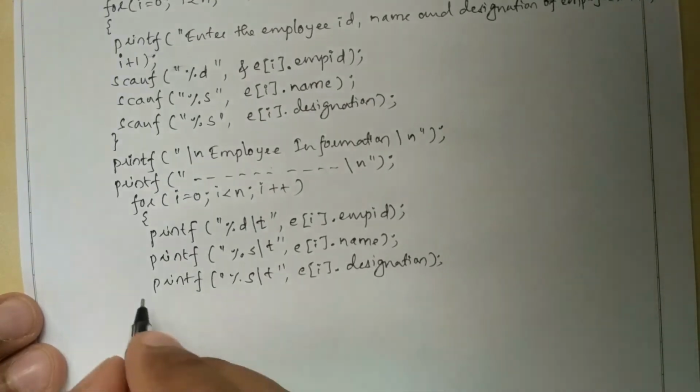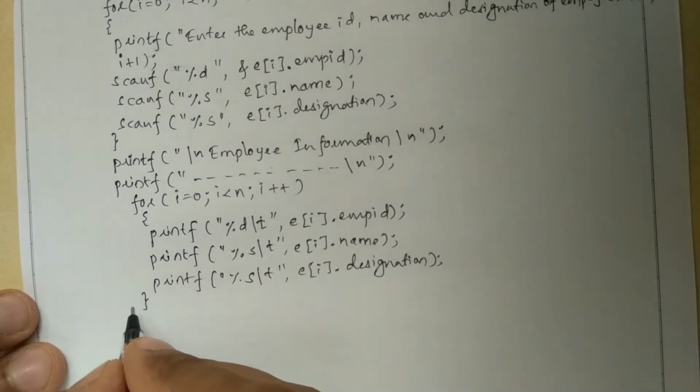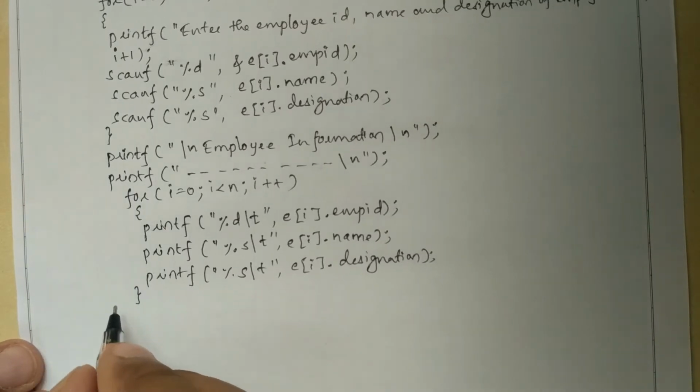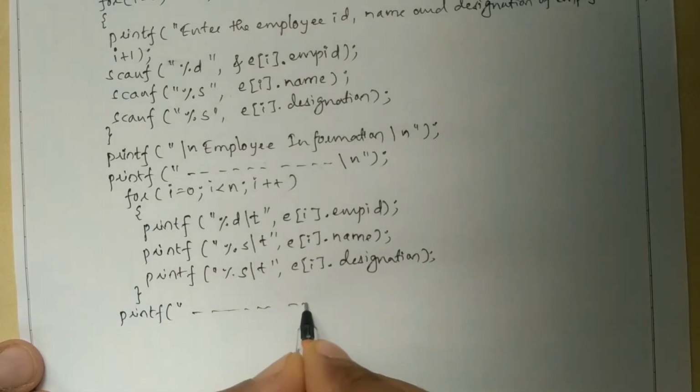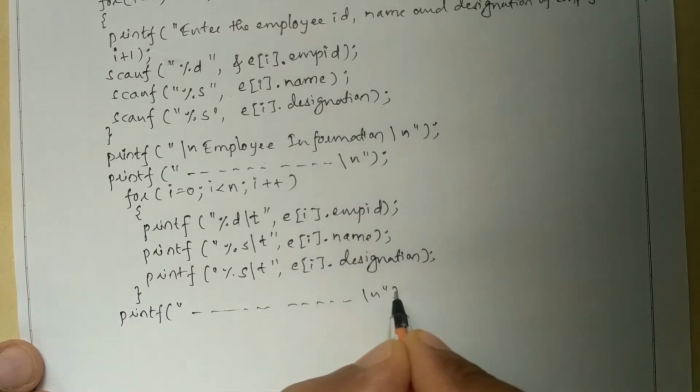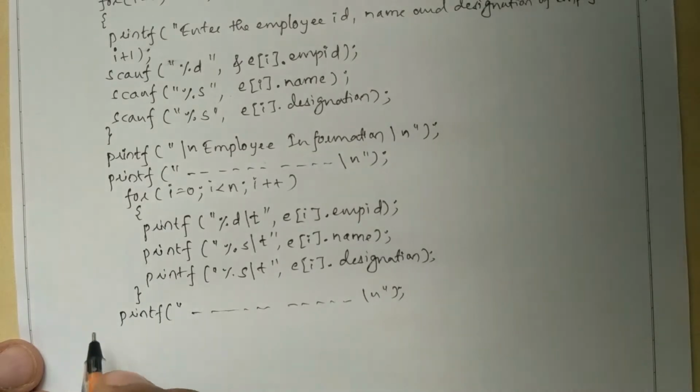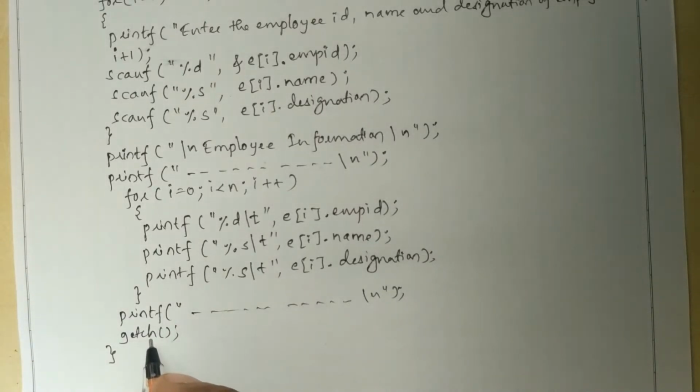Next, here we are going to close this looping structure for. Then we'll go for printing one more line, printf, in a double quotation mark I'll put hyphens \n, end the double quotation mark, and put semicolon. Now I'm going to write getch function, and then curly closing brace for main function.